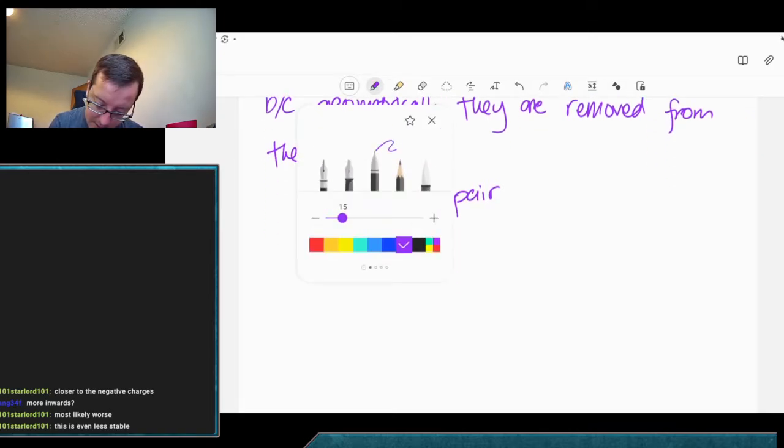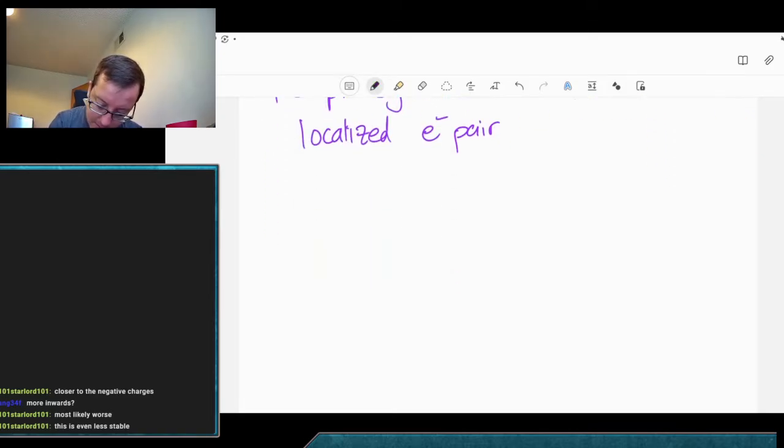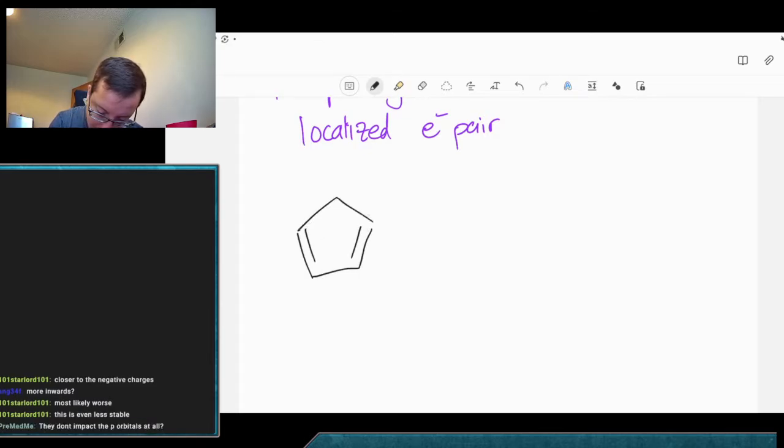If, however, we had something like this, very important structure here. This is the cyclopentadienyl anion, cyclopentadiene. We're going to see that this lone pair, what do you mean by impact?